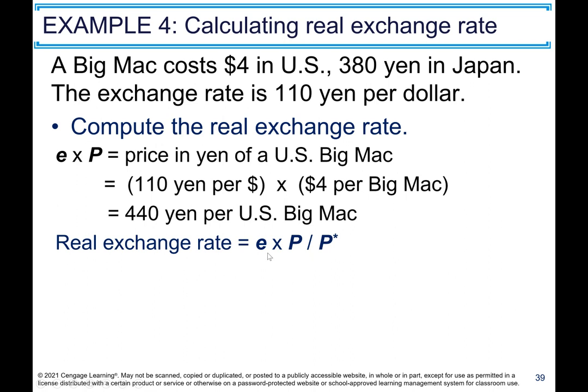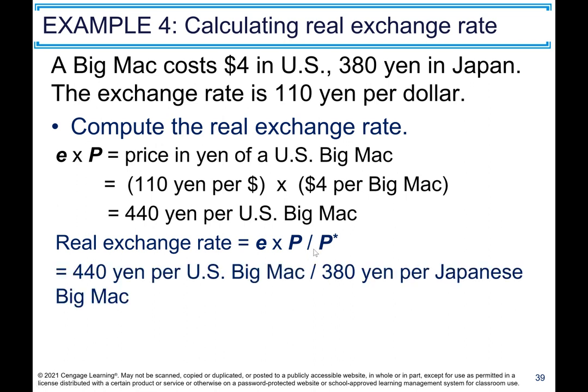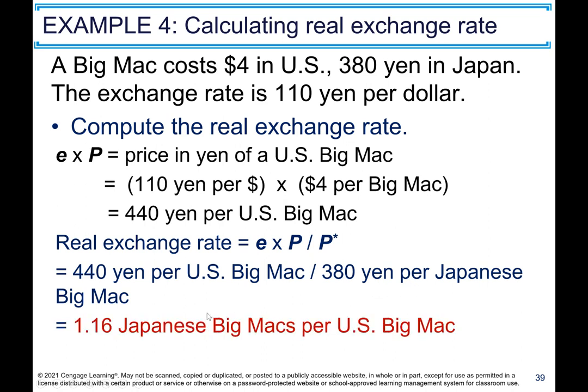Real exchange rate equals lowercase e times uppercase P over uppercase P star, which is equal to 440 yen per US Big Mac over 380 yen per Japanese Big Mac, which is equal to 1.16 Japanese Big Mac per US Big Mac.